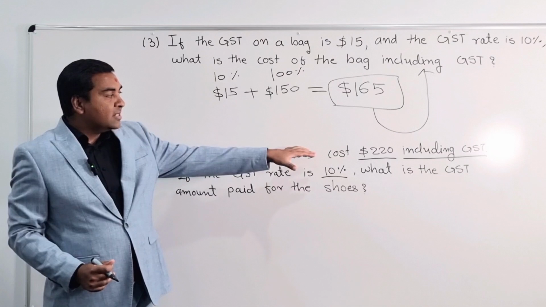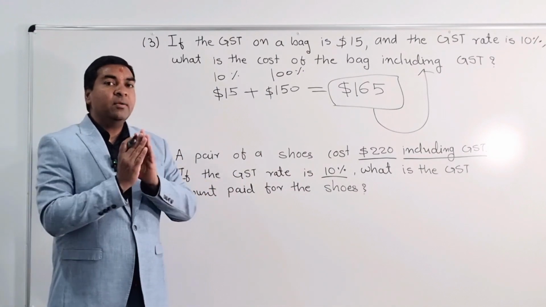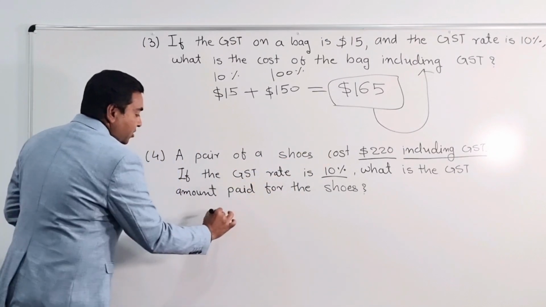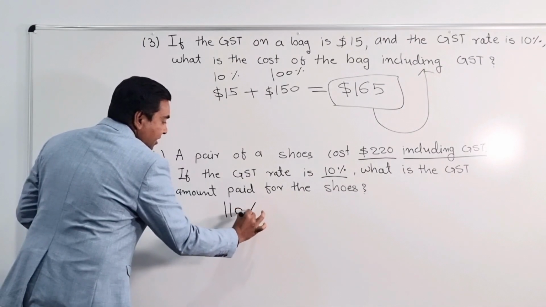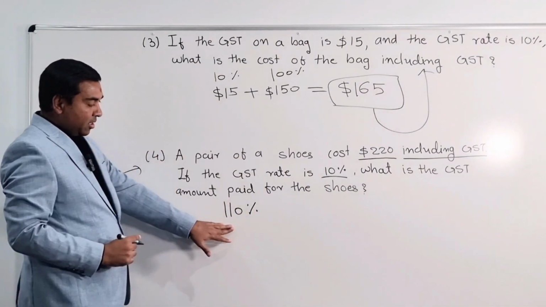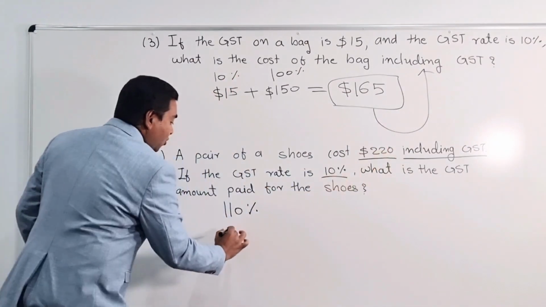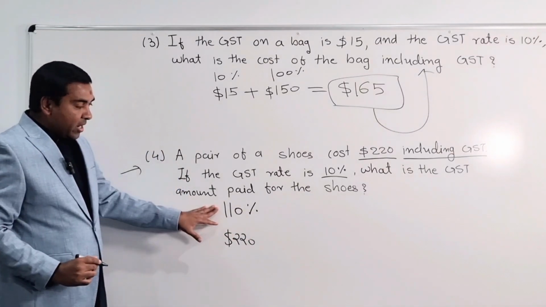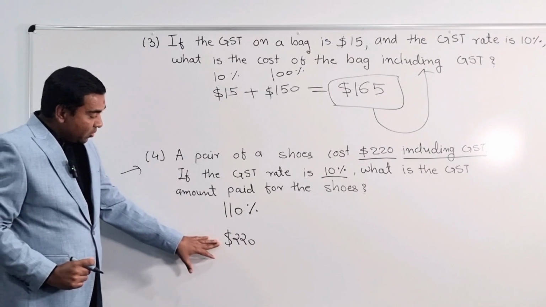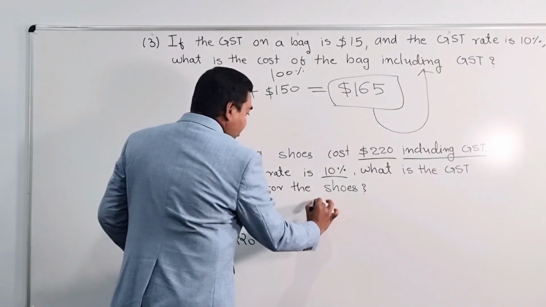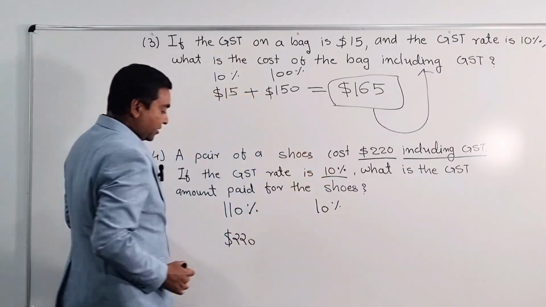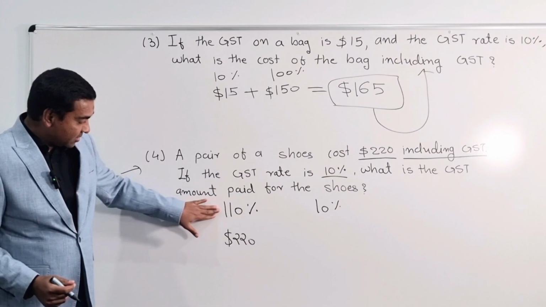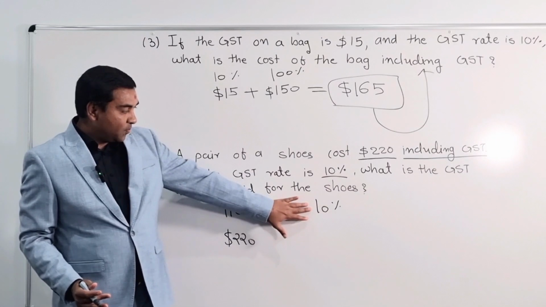So the total price is given with GST. The original price is 100% plus 10% GST on top of that. So the price after GST is 110%, and that 110% value is $220. So 110% is $220. What I need to find out is the GST, which is just 10%. So $220 is 110%, and I need to find 10%.